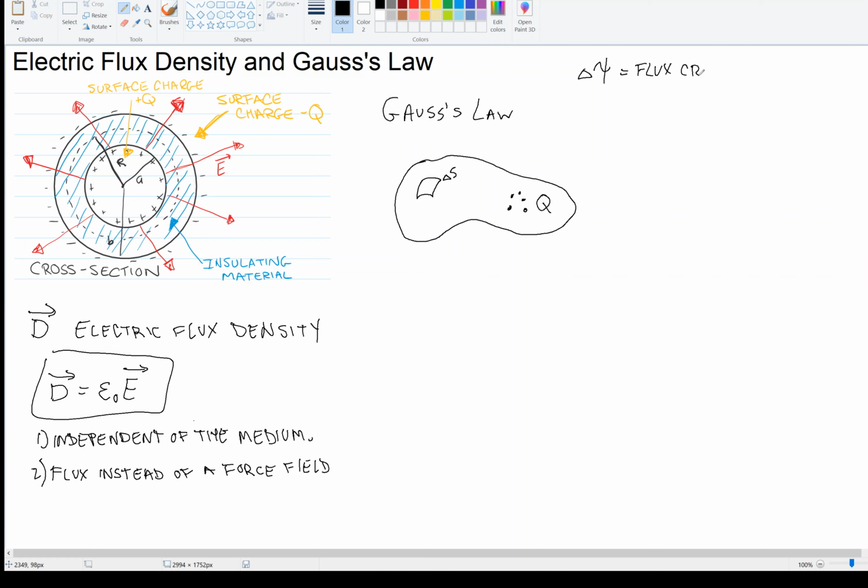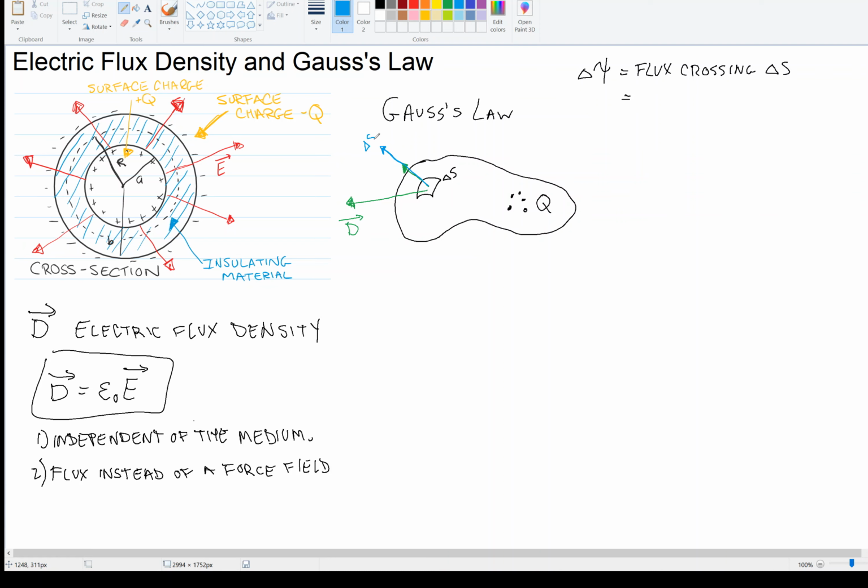So this would be the flux crossing or passing through delta S. Well, you can imagine that this charge, if it's a distribution, creates some sort of electric field, and the electric field is proportional to, or in the same direction as, the electric flux density. So maybe that goes out like this. So here's the electric flux density. And normal to that surface maybe is here. This is the normal.